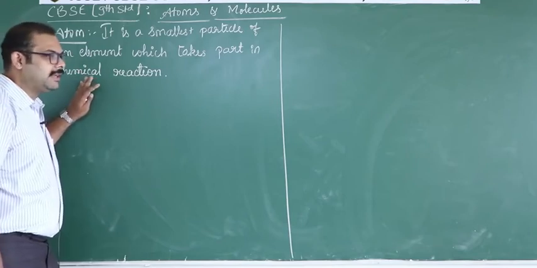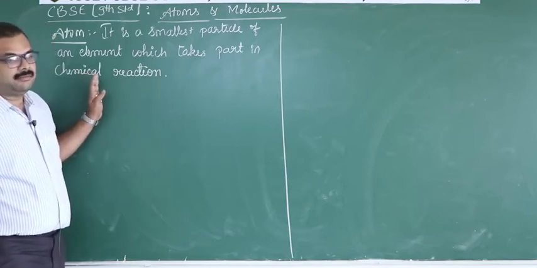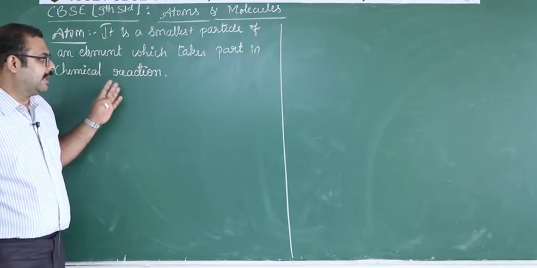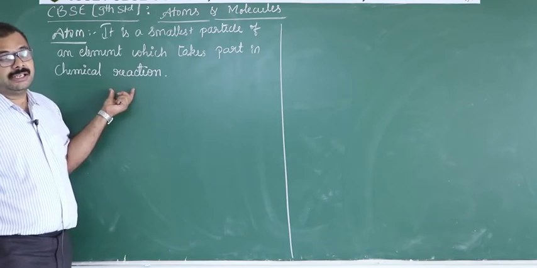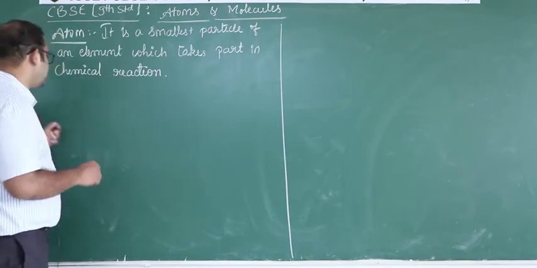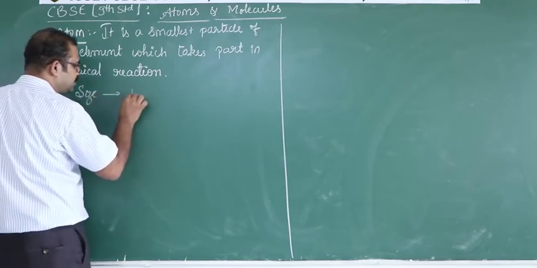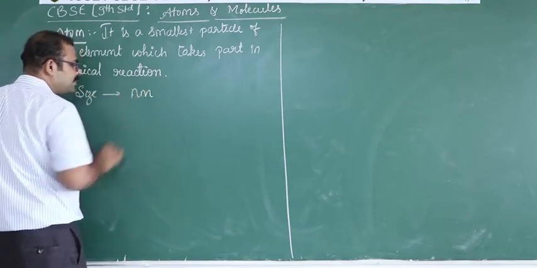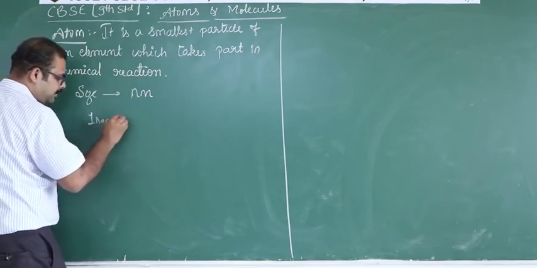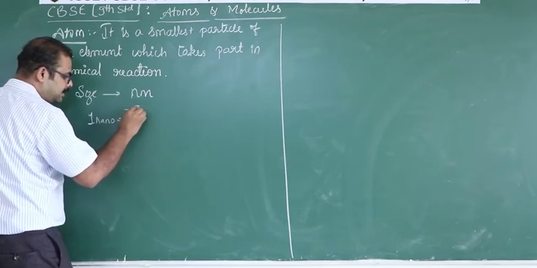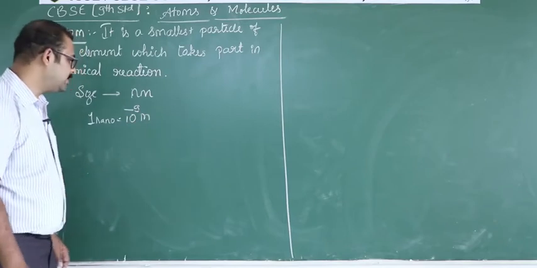Now as an atom is very small, it is not possible to see the structure of an atom. As the size is very small, we measure the size of an atom in terms of nanometer. Here 1 nanometer refers to 10 to the power of minus 9 meter. This is a very small size.